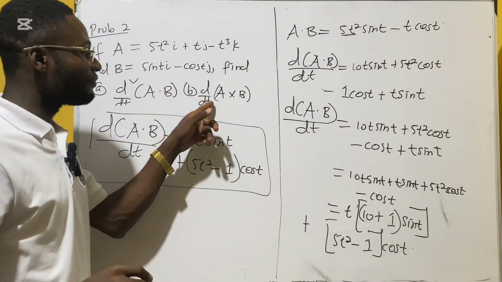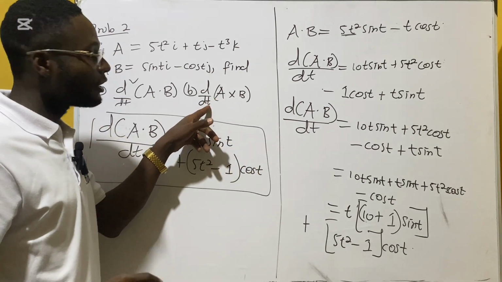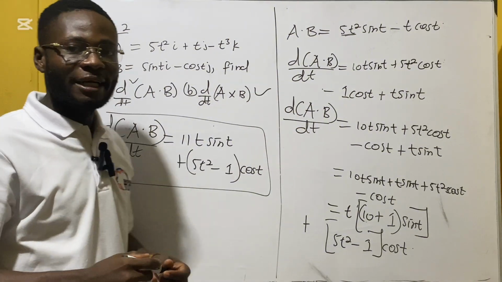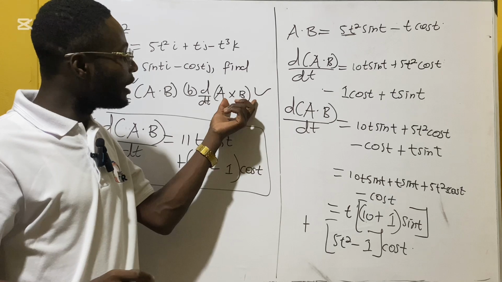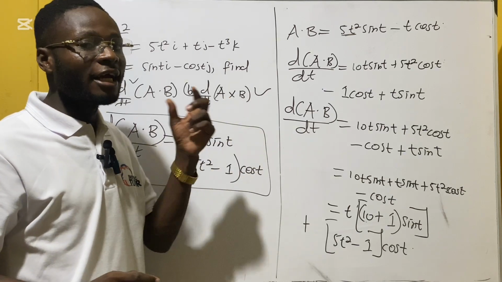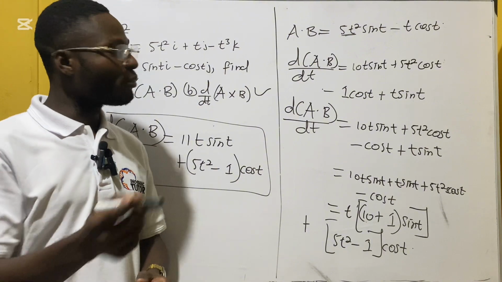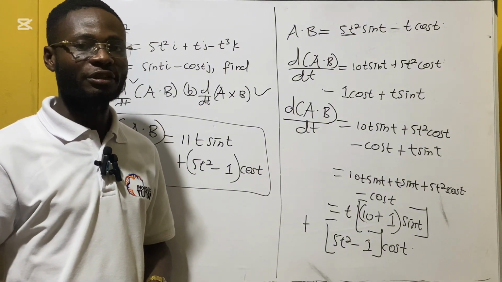Part b said we should find the differential of a cross b with respect to t. Okay, I'll leave this part to you as an assignment. Please try and do the differential of a cross b with respect to t. Message me at the comment section. When you get it right, I'll provide the final answer. When you get it right, reach out to me. I'll have a bonus for you.